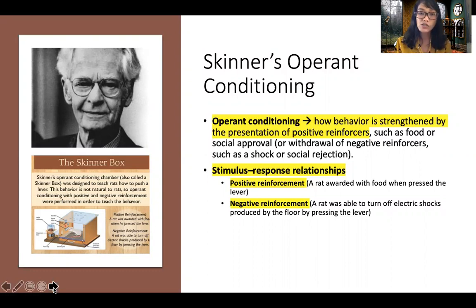And Skinner introduced operant conditioning, a little bit different from classical conditioning, which focused on how behavior is strengthened by the presentation of positive reinforcers, such as food or social approval, or the withdrawal of negative reinforcers, such as shock or social rejection. And the idea that behavior can be understood by studying stimulus relationships is explained by the Skinner box, Skinner's experiments with the rat, in which the rat was given positive reinforcements as well as negative reinforcements.